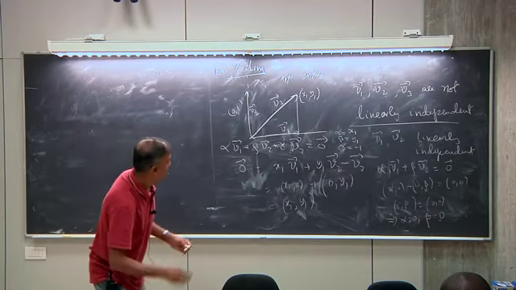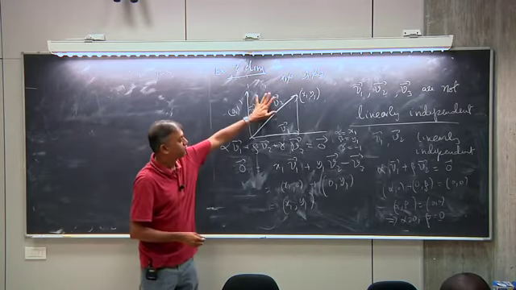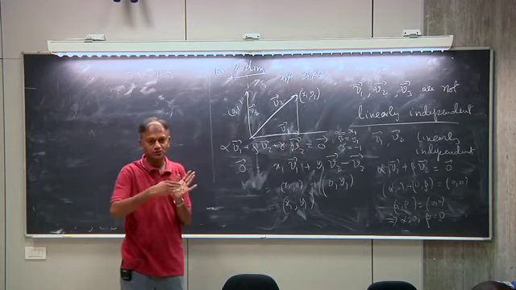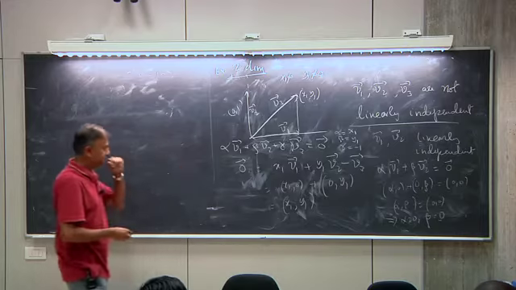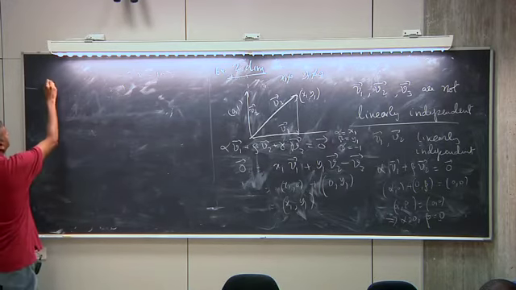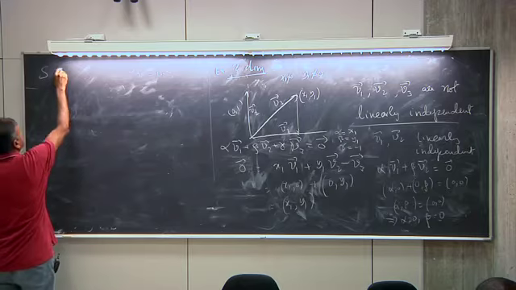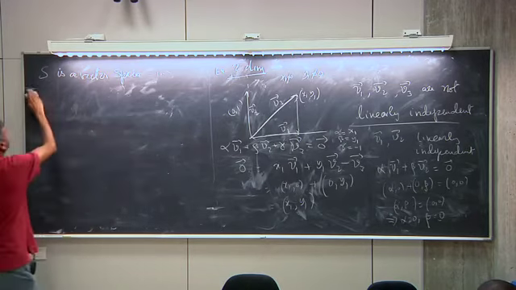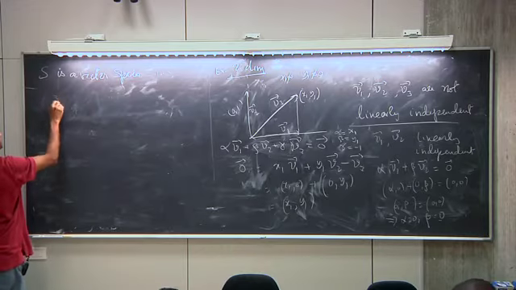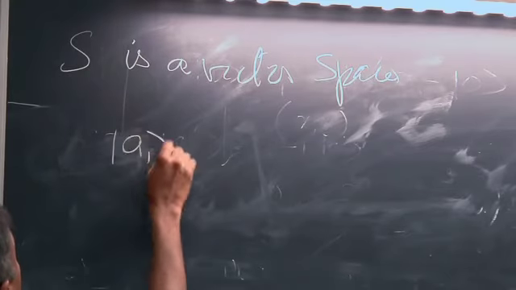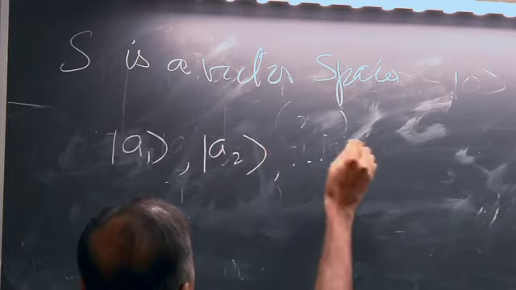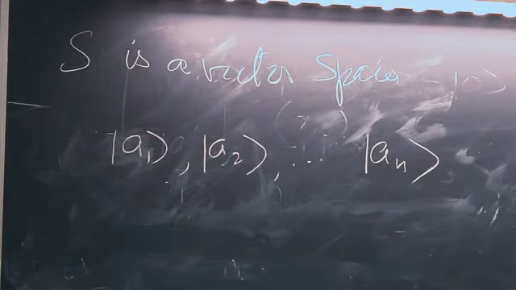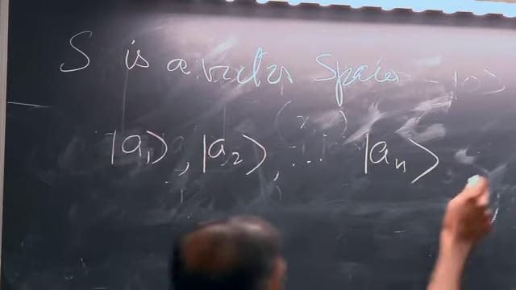I always use this vector notation when I'm talking about explicit 2-dimensional or 3-dimensional examples. But when I talk about more general cases, I will always use the bracket notation. So if I give a set S that is a vector space, and you have some vectors, say A1, A2, up to An, some n vectors, then they all belong to S.